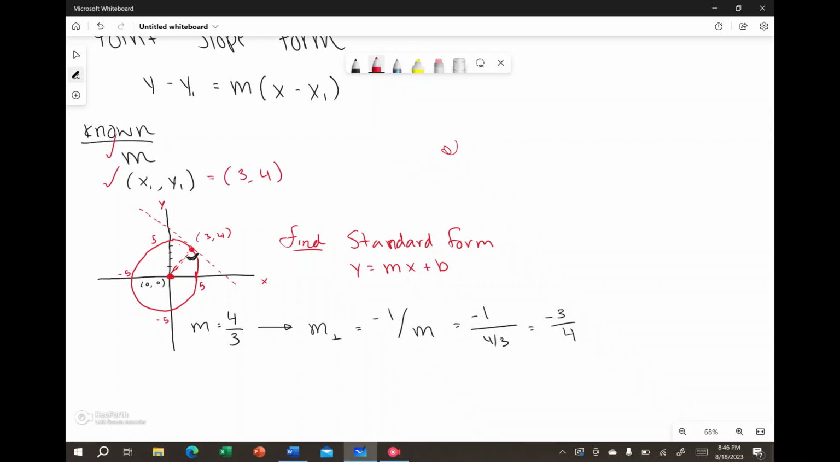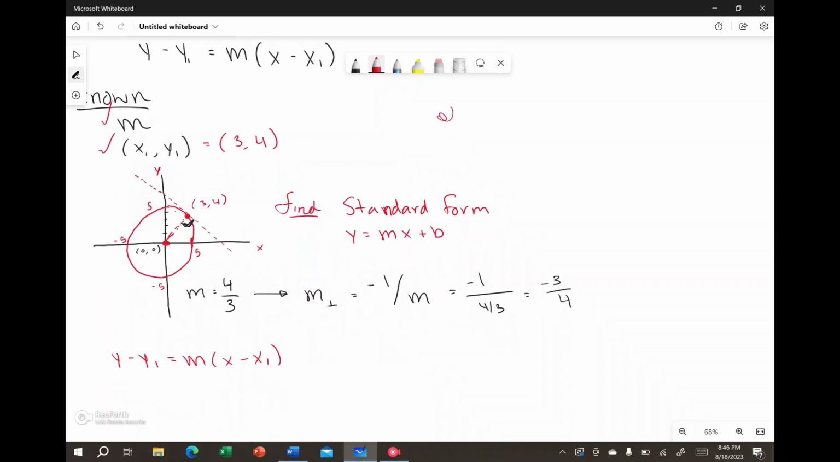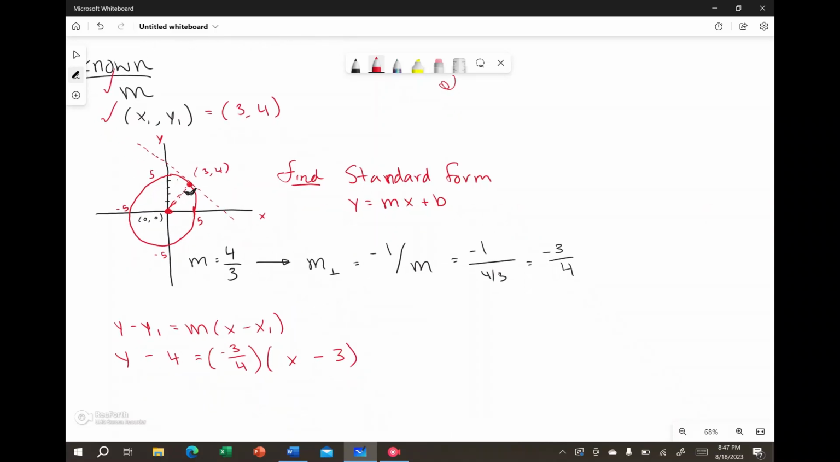Now we have the m value. We also know what x1 and y1 are, so we can utilize the point slope form. Now we're going to plug every value in: y minus 4 equals -3/4 times x minus 3. And we're going to further reduce this to get into standard form.